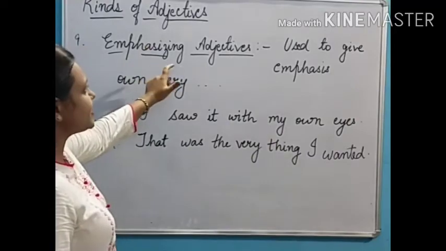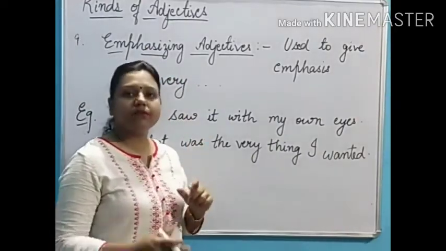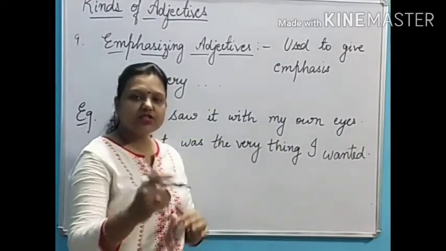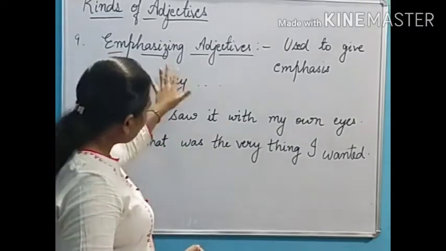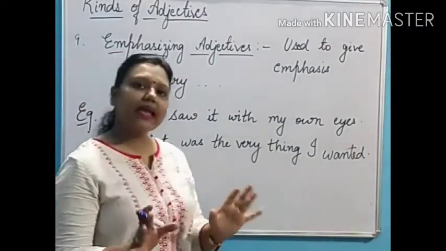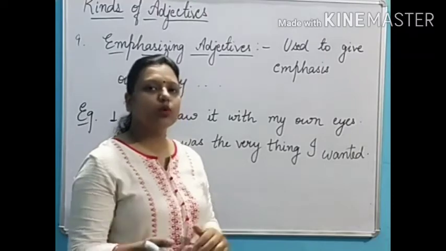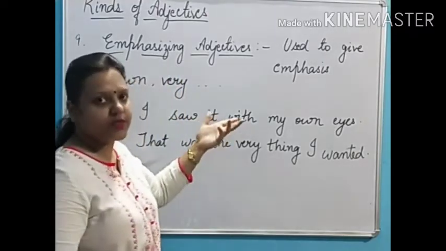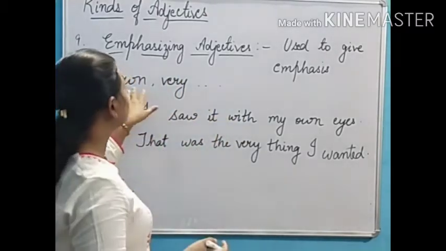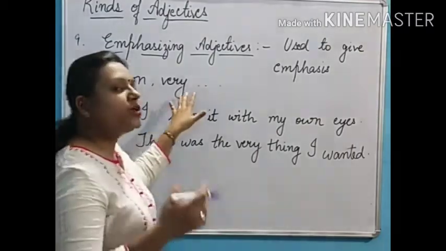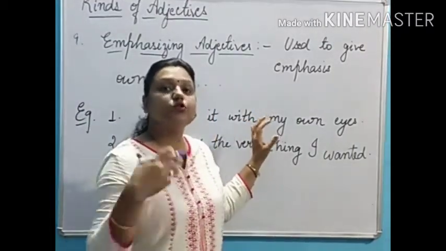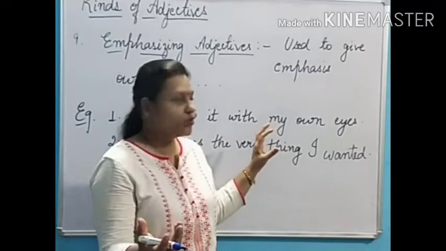The last kind of adjective is emphasizing adjective. These emphasizing adjectives are used to give emphasis. Kisi cheez pe zor dene ke liye. Without these adjectives, the sentence will carry its meaning. Sentence ka ek apna matlab hoga, agar hum inhe nahi bhi use karenge sentence mein tab bhi. But agar hum in words ko use kar rahe hain like own, very, so ye us sentence mein zor dene ke liye, emphasis dene ke liye use karte hain.